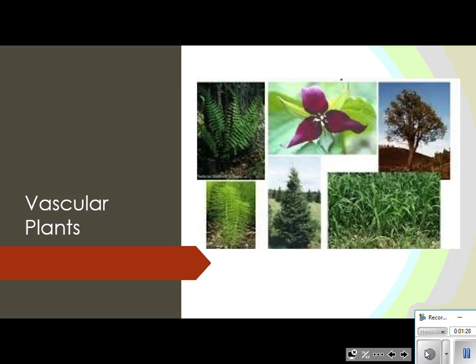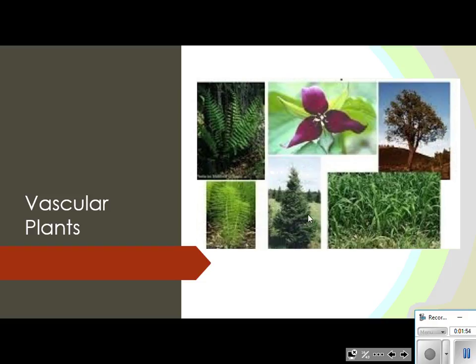But if you look at some of these vascular plants, it looks like some sort of a flower that we could possibly see. Okay, looks like a tree. That looks kind of like a Christmas tree, right? So those are some different types of vascular plants.